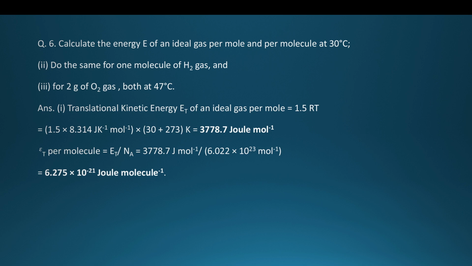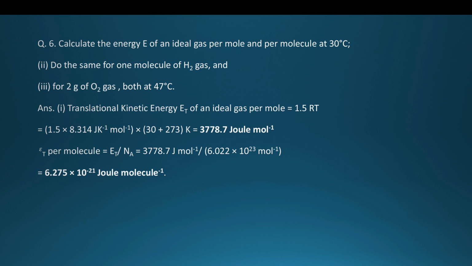Question number 6. Calculate the energy E of an ideal gas per mole and per molecule at 30 degrees Celsius. Second part of this question: do the same for one molecule of H2 gas at 47 degrees Celsius, and third part for 2 gram of O2 gas at 47 degrees Celsius.